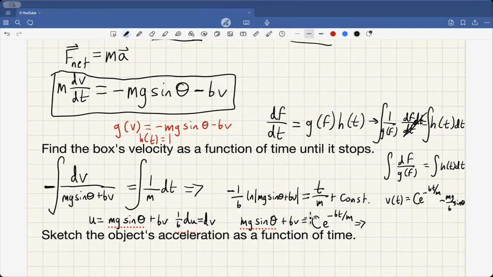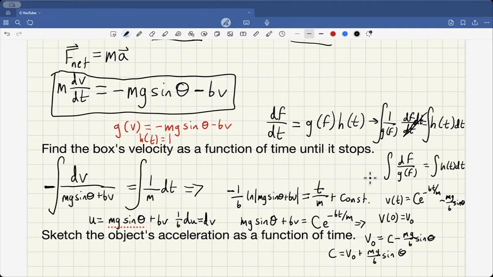Now, notice that I've just kept my integration constant as c, and that's because it really doesn't matter. It's some unknown constant that we're now going to solve for. How do we solve for that? Well, we already know that the velocity at time 0 is given to be v of 0. So that means that v0 is equal to c minus mg over b sine theta. So then c will be v0 plus mg over b sine theta.